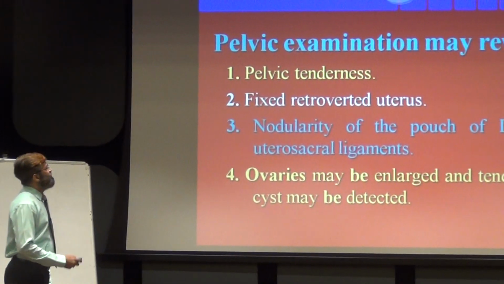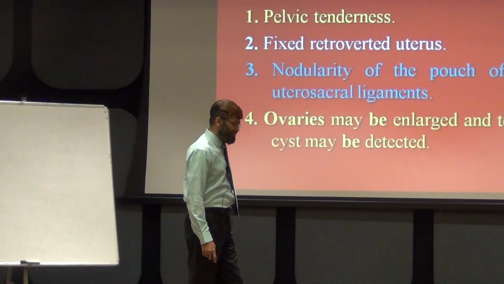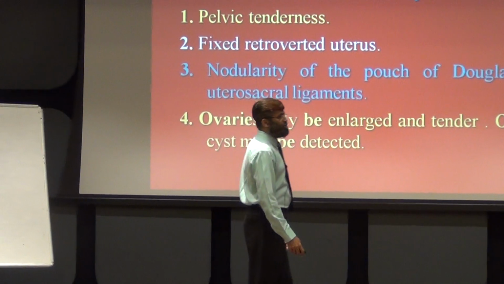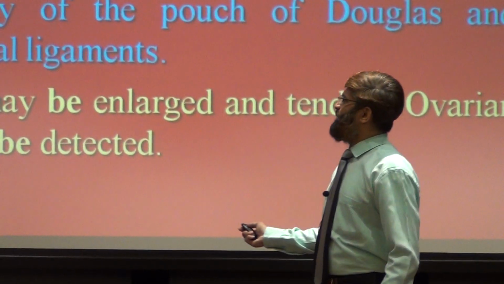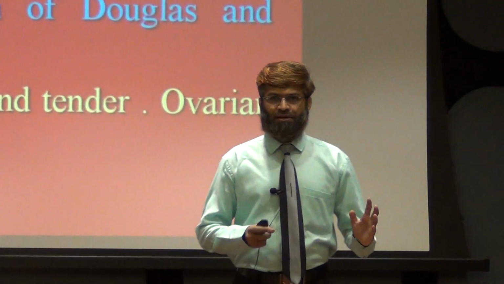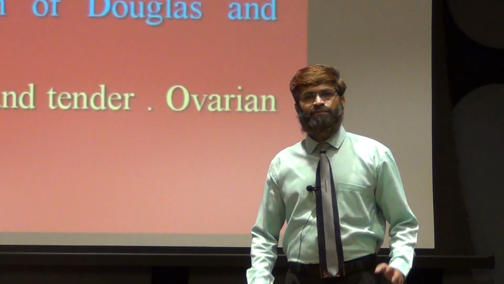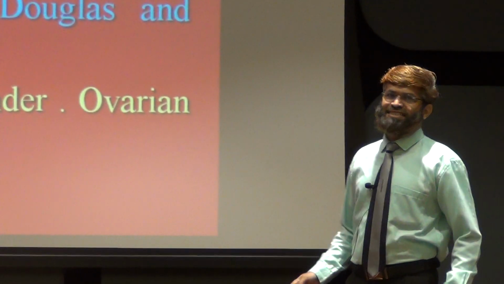The second point: fixed retroverted uterus. Now what do you mean by retroversion? I think again we have studied in the earlier classes. Retroversion means backward displacement of the uterus. Why does backward displacement of the uterus occur? Because there will be pressure symptoms, and fixed retroversion will be because of adhesions which are there. So fixed retroversion will be the second finding.